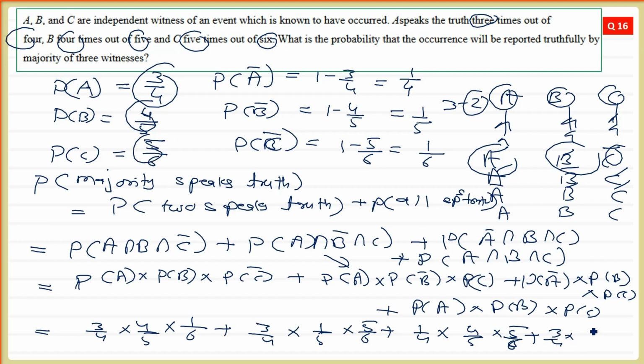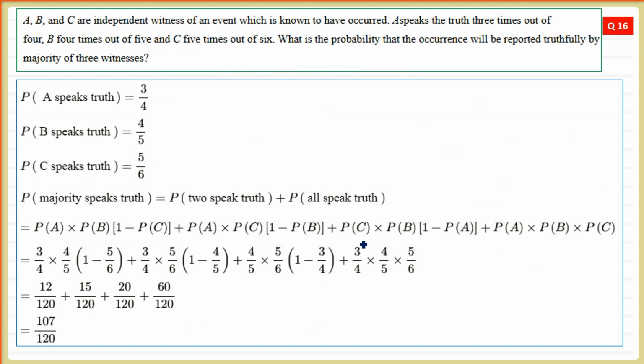So just write it here. These 3 values are being multiplied. And when you compute these, the concept is important. The computation I hope you'll be able to do. The final value is going to be 107 divided by 120. Alright, this is the final value, which is all of them speaking the truth. So this was again a good question, and this is how it needs to be done.